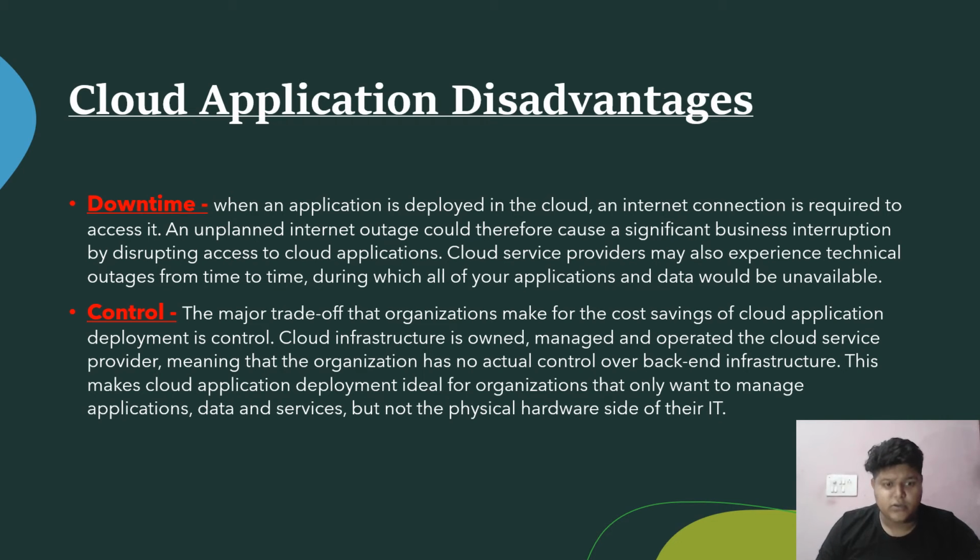Second one is control. The major trade-off that organizations make for the cost saving of cloud application deployment is control. Cloud infrastructure is owned, managed, and operated by the cloud services provider, meaning that the organization has no actual control over the back-end infrastructure. This makes cloud application deployment ideal for organizations that only want to manage applications, data, and services, but not the physical hardware side of their IT.